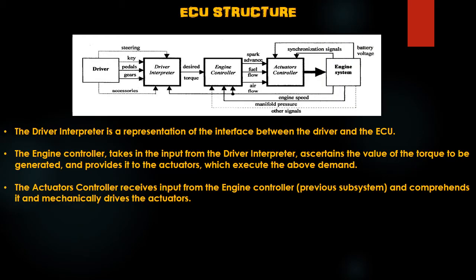Here's a look into the ECU structure. The driver gives inputs to the driver interpreter, which is a representation of the interface between the driver and the ECU. The input tasks can range from steering, braking, applying gear to minute things such as turning on the indicator and other such minuscule events. Then comes the engine controller, which takes in the input from the driver interpreter, ascertains the value of the torque to be generated and provides it to the actuators, which execute the above demand. This controller mainly has two main tasks, which are the injection and the ignition.